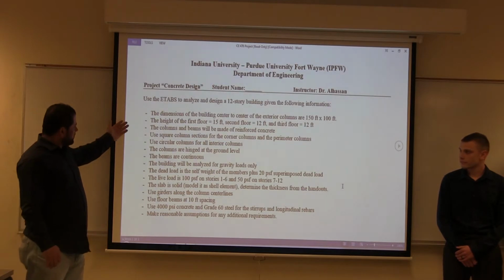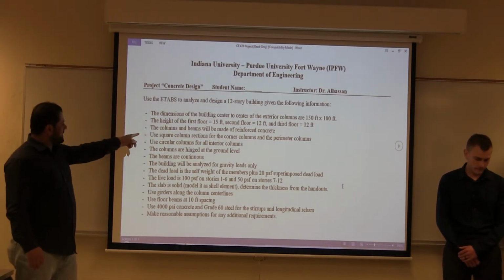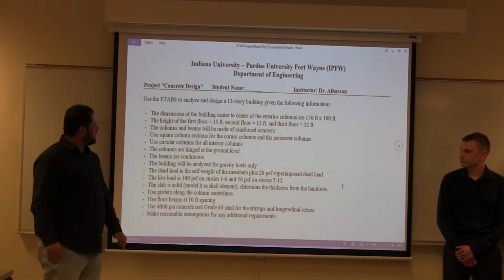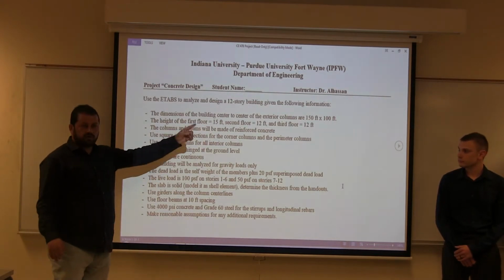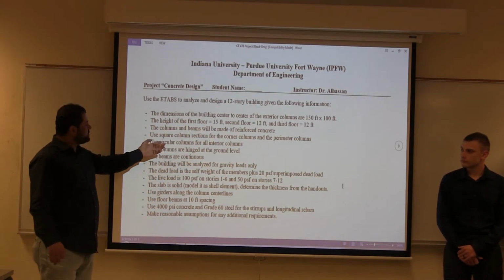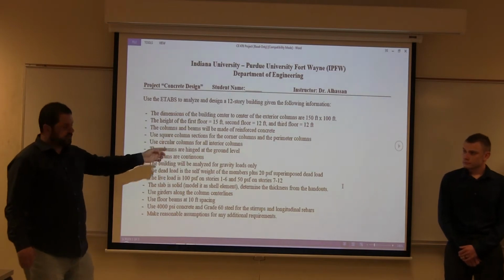And that's basically all the most important given information. I asked them to use square columns for all the corner and perimeter columns, and to use circular columns for all internal columns.